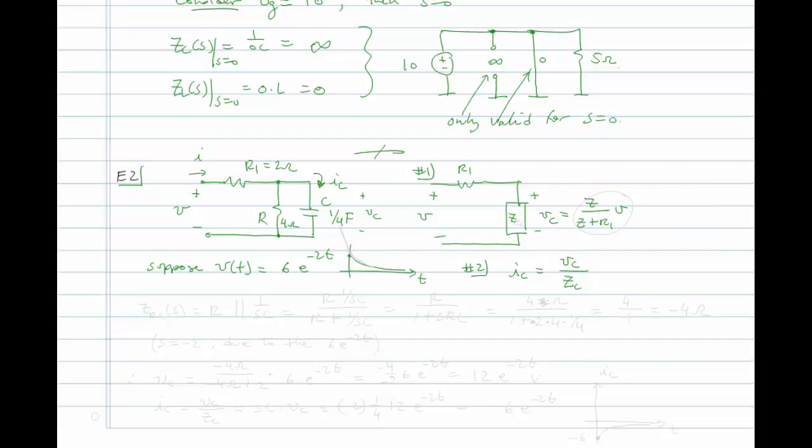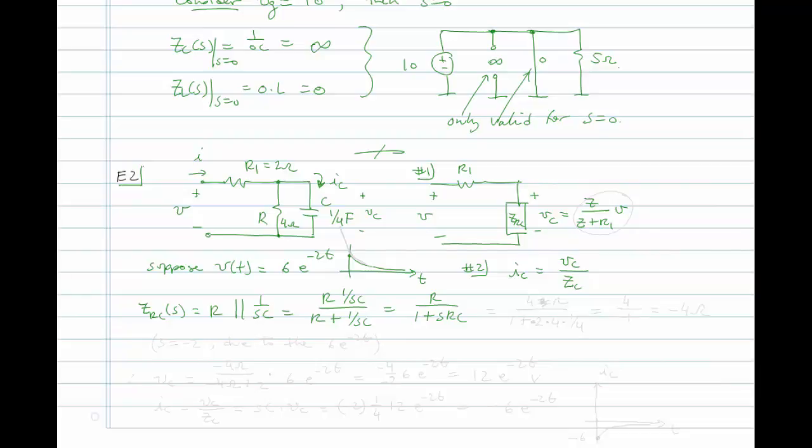So let's find Z. Okay, I'll call it ZRC because it's the parallel combination of the two. Well, it's R in parallel with the impedance of the capacitor, which is 1 over SC. So I get R times 1 over SC over R plus 1 over SC. Multiply through by SC, and I'll have R over 1 plus SRC. Okay?